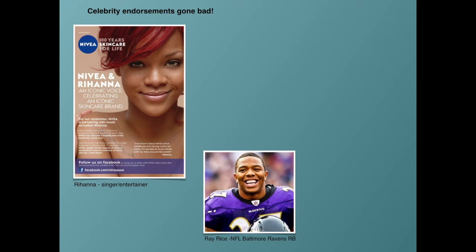With Ray Rice, TMZ released a video of him. Now he was an NFL Baltimore Raven running back. In the video, he is knocking his fiance unconscious in an elevator. He was cut from the team. Nike pulled his jersey from stores, and every sponsor dropped him, including Dick's Sporting Goods. This happened in 2014.